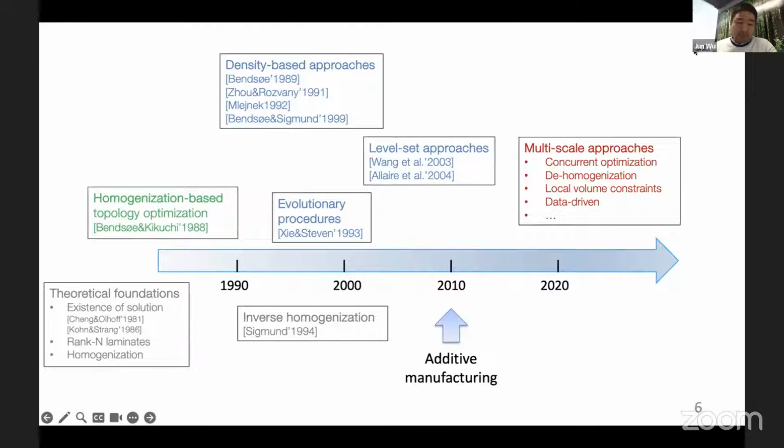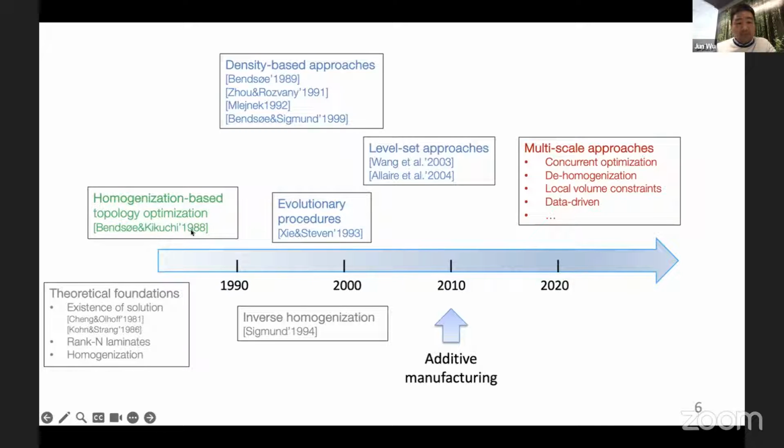This is a brief history of the development of multiscale topology optimization. On the bottom left, in gray, I indicated the mathematical foundations that were laid down by pioneers in this field in the 1970s, 1980s about the existence of solution, the optimum rank-n laminates, homogenization theory. I'm not going to discuss this, and that's the reason I use gray to indicate these mathematical or theoretical foundations.